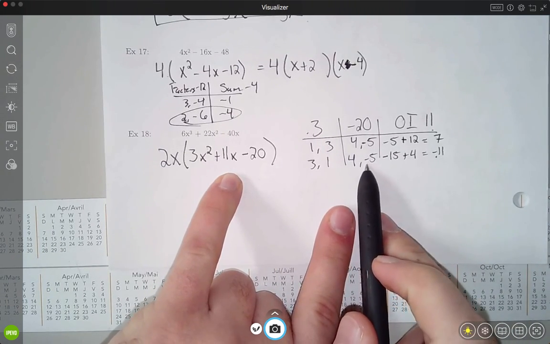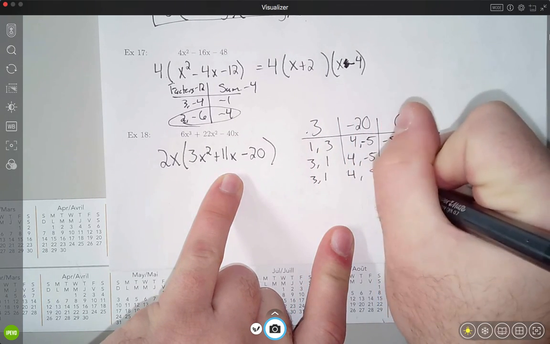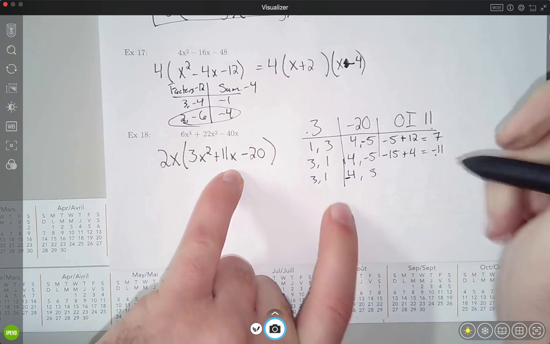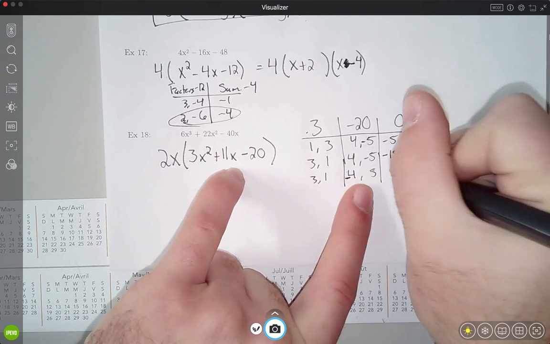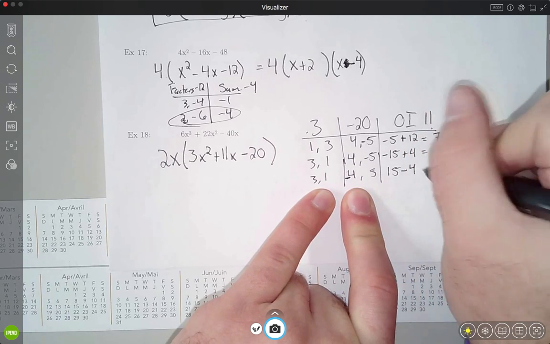So we're going to keep the 3 and the 1, the 4 and the 5. But now I'm going to make my 4 a negative. When I do that, I have 3 times 5 is 15 for my outside. My inside is 1 times negative 4, which is a minus 4. That gives me 11. So this is the one that I want.